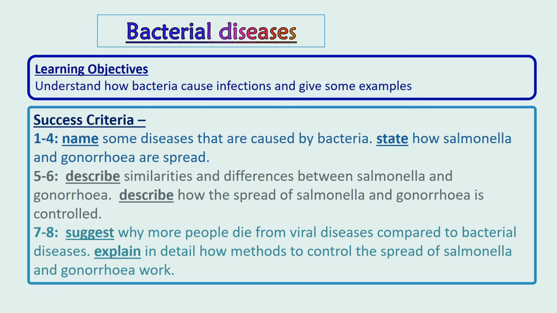We need to be able to describe some of the similarities and differences, how it's spread, how it's treated, and things like that. And also for 7 to 8, we need to suggest why more people die from viral diseases now compared to bacterial ones.